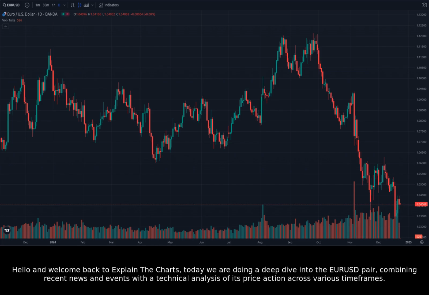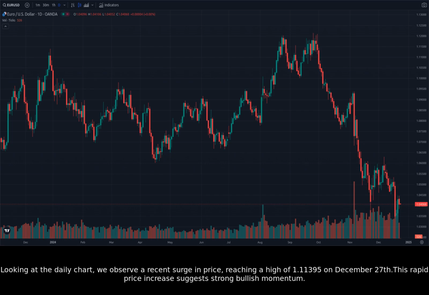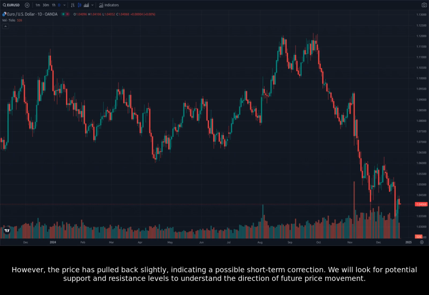Today we are doing a deep dive into the EURUSD pair, combining recent news and events with a technical analysis of its price action across various time frames. Looking at the daily chart, we observe a recent surge in price, reaching a high of 1.11395 on December 27. This rapid price increase suggests strong bullish momentum. However, the price has pulled back slightly, indicating a possible short-term correction. We will look for potential support and resistance levels to understand the direction of future price movement.